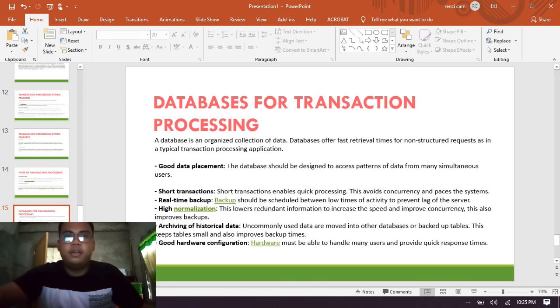Real-time backup should be scheduled between low times of activity to prevent lag of the server. High normalization: this lowers redundant information to increase speed and improve concurrency. This also improves backup. Good hardware configuration: hardware must be able to handle many users and provide quick response times.